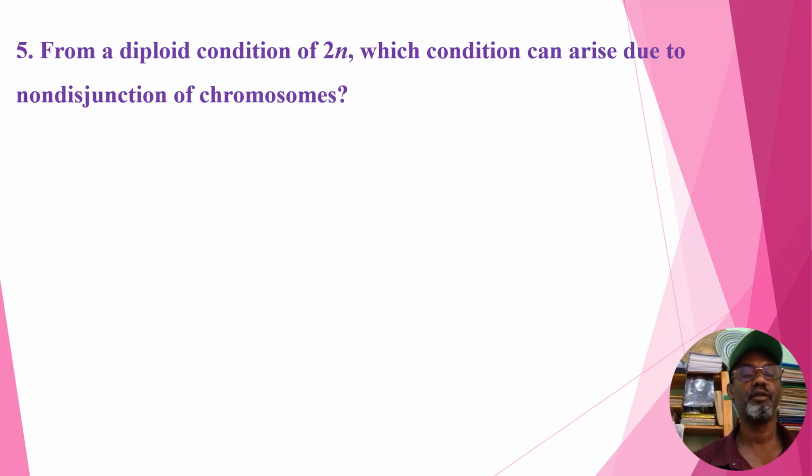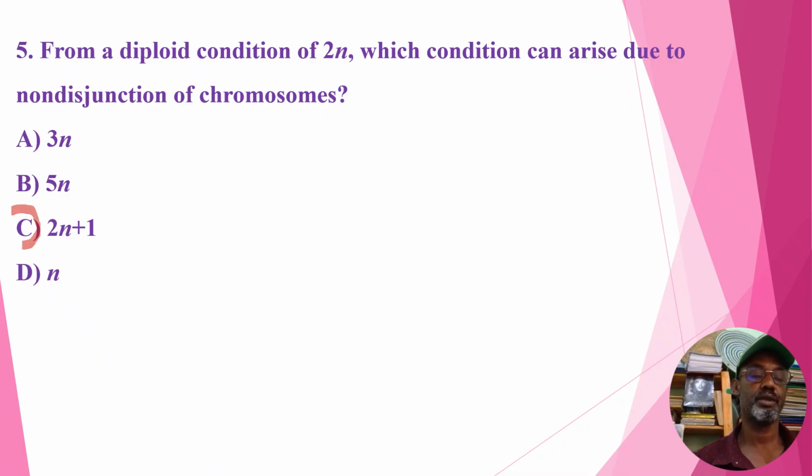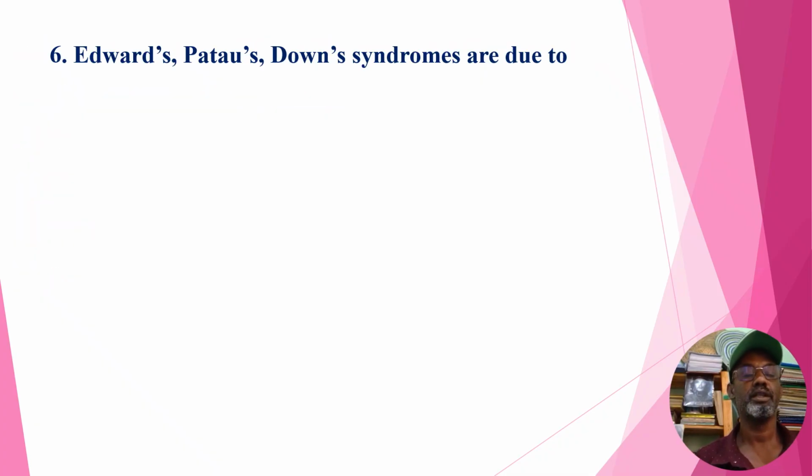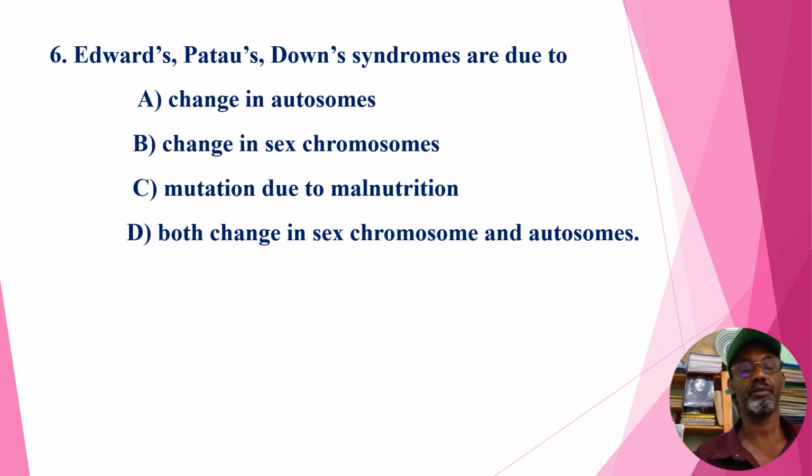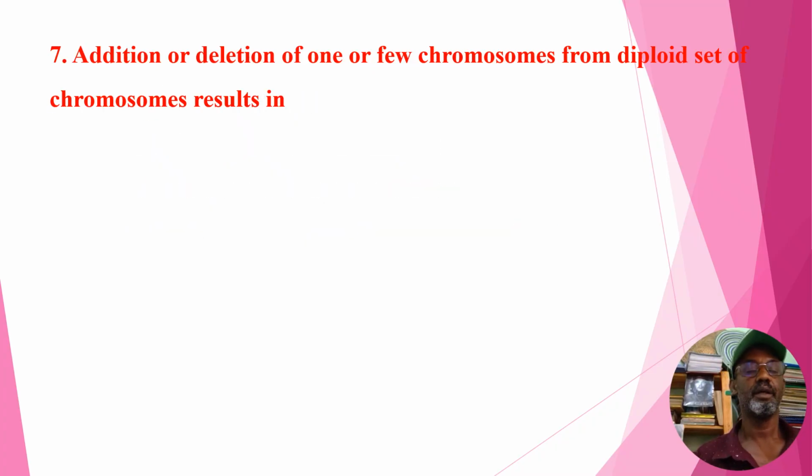Question number 5. From a diploid condition of 2N, which condition can arise due to non-disjunction of chromosomes? That is very simple: trisomy. Question number 6. Edwards, Patau, and Down syndrome are due to change in autosomes, a change in the number of chromosomes, numerical. The answer is change in autosomes.